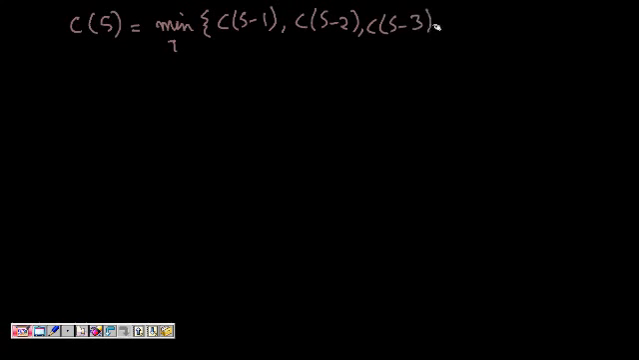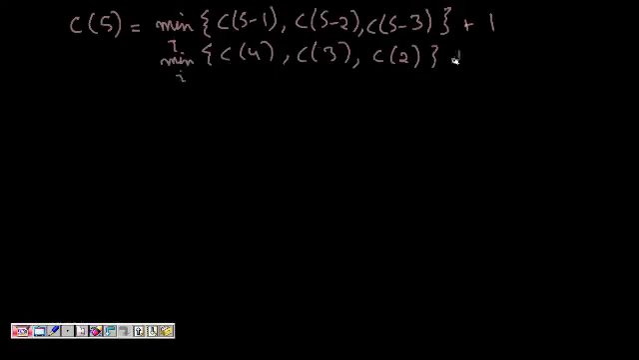So C of 5 will be the minimum over i. So it will be C of 5 minus the first value, if I use C of 5 minus 2, C of 5 minus 3. So these are all the possibilities of using the coins, and plus 1, for whichever we used. So now C of 4, C of 3, C of 2, these are the possible cases. So minimum of these, plus 1.